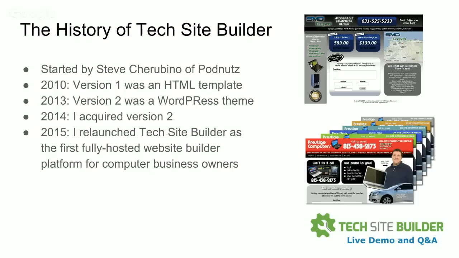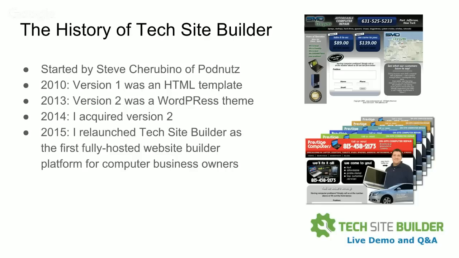website. Fast forward to 2013, Steve released version 2, and the big thing about that one was it was a WordPress theme. So you would first install WordPress on your server, and then you would install the new version of TechSite Builder. The cool thing about that is it allowed you to have multiple pages. You could also include a blog on your website and all of that. And down there in the lower right-hand corner, you can see what that looked like.